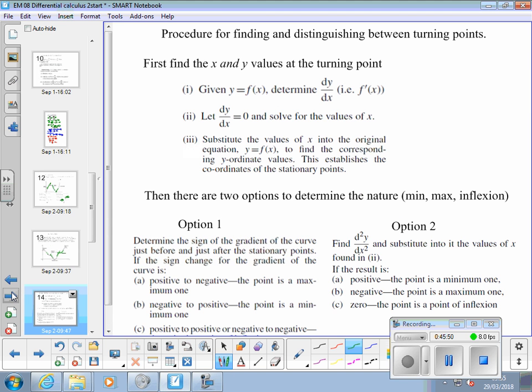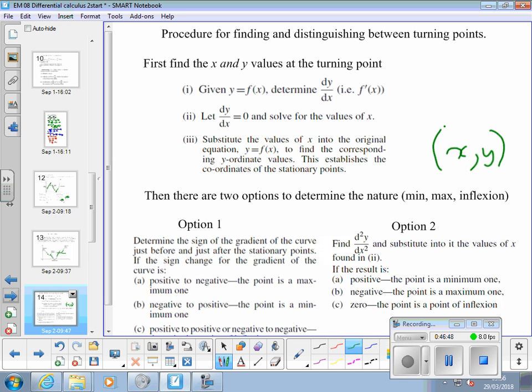So, procedure for finding and distinguishing between turning points. First, we need to find the x and y values at the turning point. So if we're given a function, we determine dy by dx. So we differentiate. Then we let that differential equal to zero and solve for the values of x. We substitute the values of x in the original equation to find the corresponding y coordinate value. This establishes the x and y coordinate of the turning point. It finds out where on the graph it is. X, Y. Yeah?